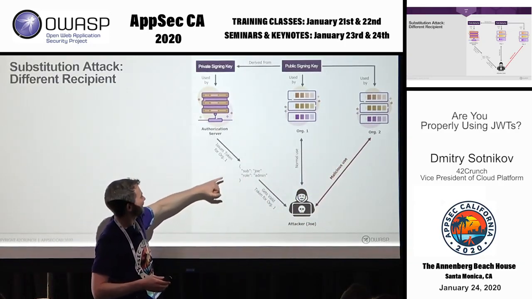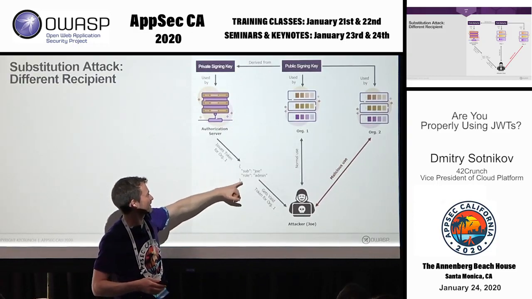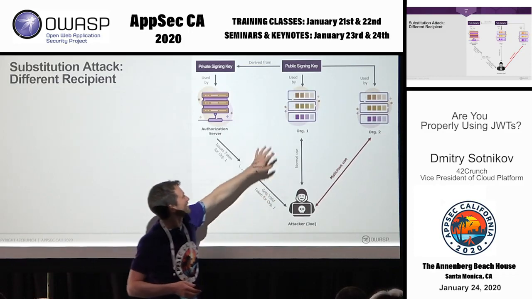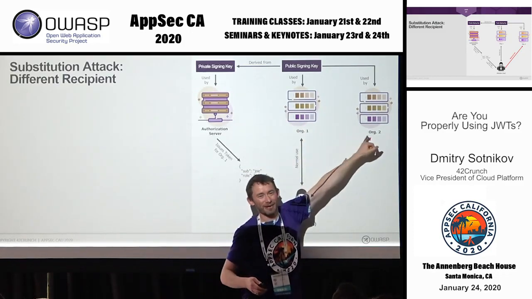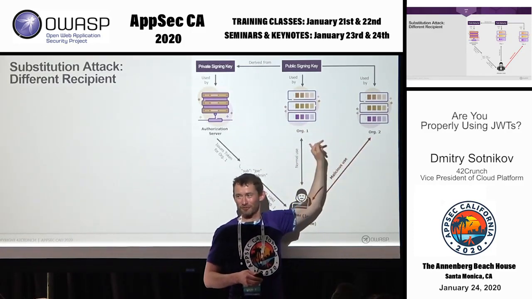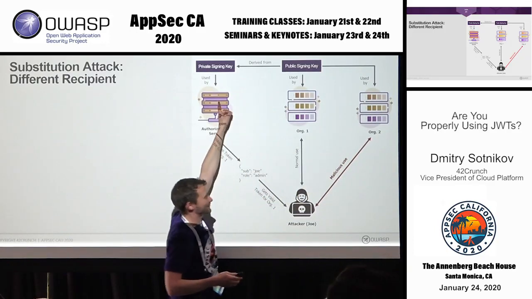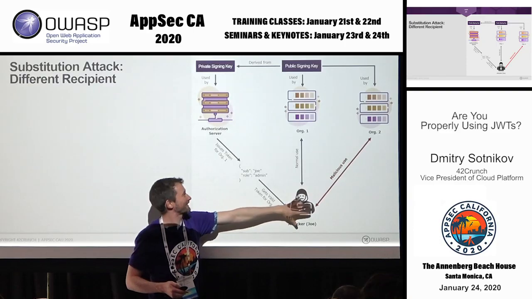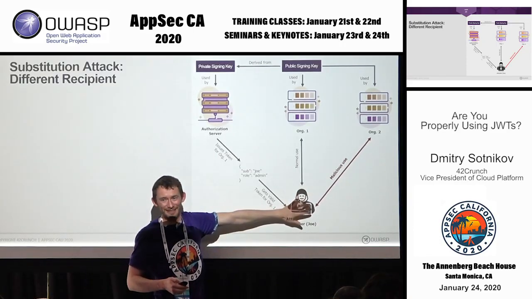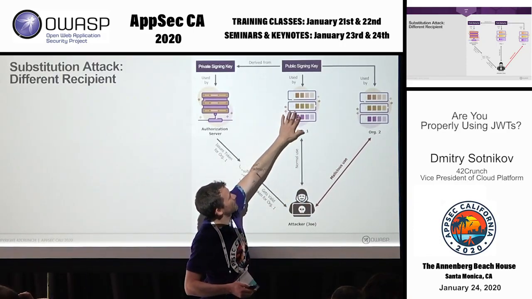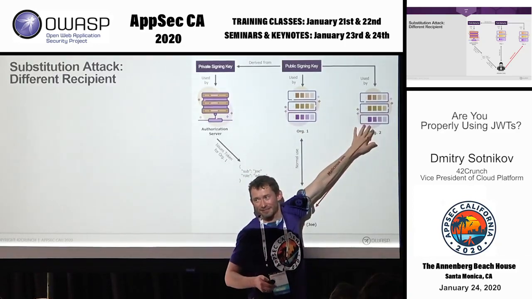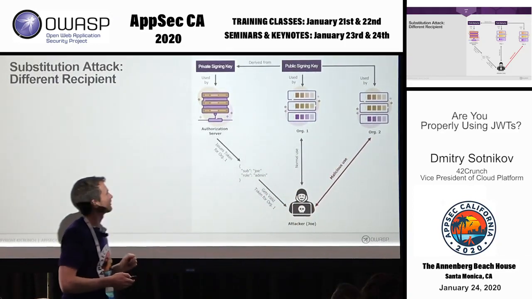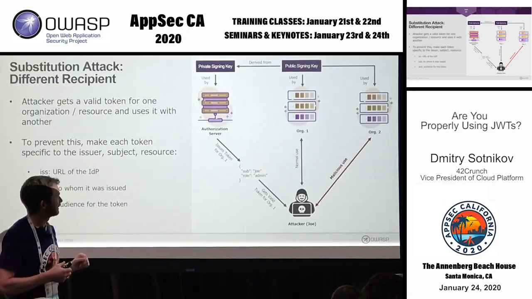So if my key only contains information that the user is Joe and his role is admin, and these two systems both happen to have a username Joe, and they both trust this identity provider, then nothing prevents that malicious user from using the token that he got for this organization with that organization. Make sense? Yeah.